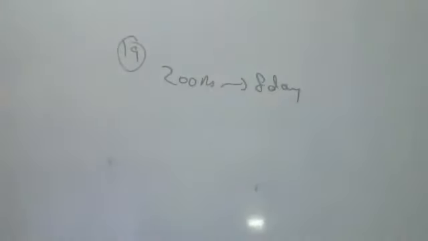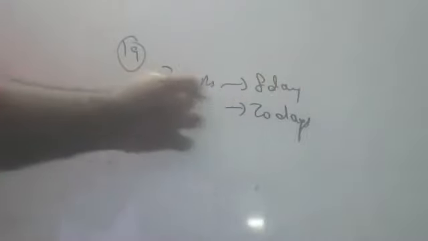Go to the 19th sum, everyone. Please, 19th sum. Remaining sums you do. Okay, 19th sum. A worker is paid 200 rupees for 8 days. If he works for 8 days, he will get how much, children? 200 rupees. Okay, if he works for 20 days, means days are increasing, will he get more or less, children?